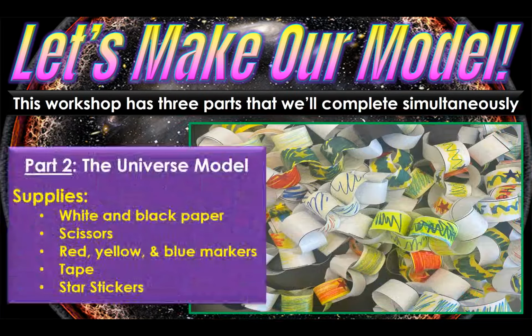We have the actual universe model. You are going to need white paper and black paper. There are boxes out. Each box has enough supplies for 4 people to make a model. There's enough supplies here for 40 models. You're going to need 1 piece of white paper and 1 piece of black paper. The black paper is larger. Pair of scissors. You need a red, yellow, and blue marker, some tape, and a sheet of star stickers.